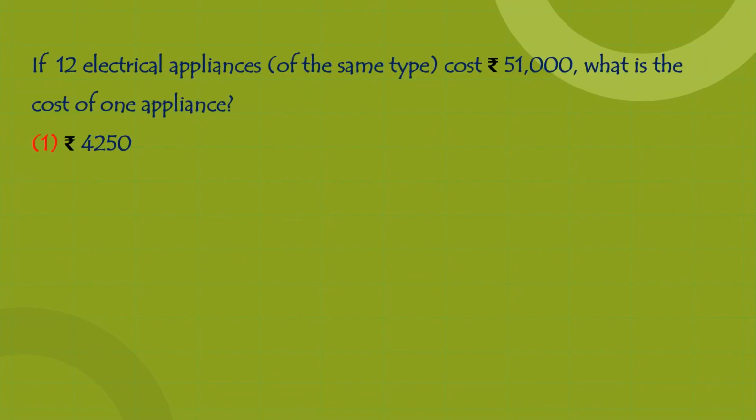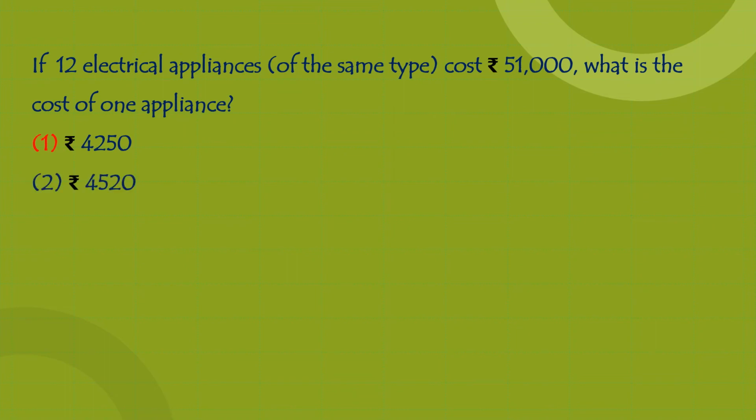If 12 electrical appliances of the same type cost rupees 51,000, what is the cost of one appliance? 12 appliances hai same type ke, suppose kuch bhi electrical kettle ho sakta hai ya fir anything, toaster or anything, same hai. 12 appliances hai and all of them cost 51,000. So what will be the cost of one appliance? Simple, you have to divide it.